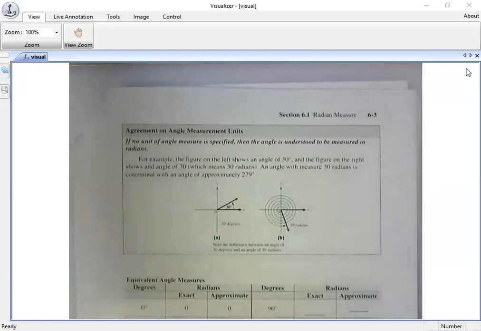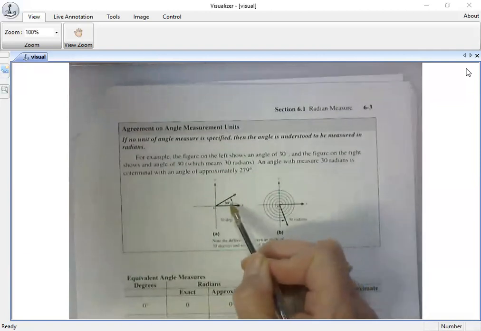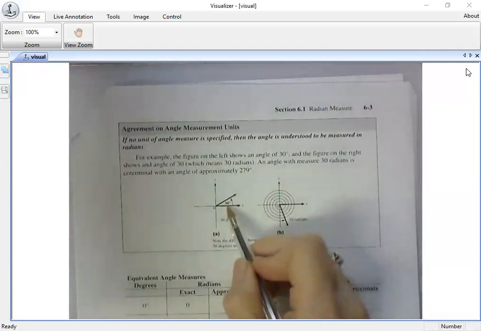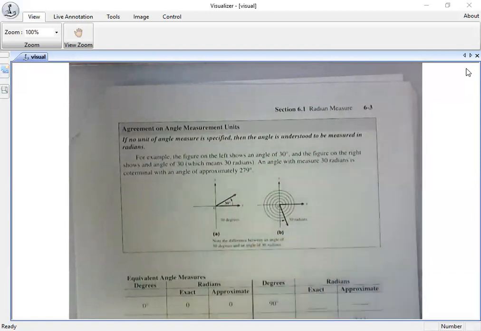Notice what this says in bold italics. If no unit of angle measure is specified, then the angle is understood to be measured in radians. Here's what that means. If you do not see degrees right after this, then it's got to be a radian measure. Now, if it's a radian measure, it's probably not going to be nearly as large as the numbers you would expect to see with degrees. They're going to be small numbers. But most of the time when they give us diagrams, the diagrams are probably going to be done in degrees.